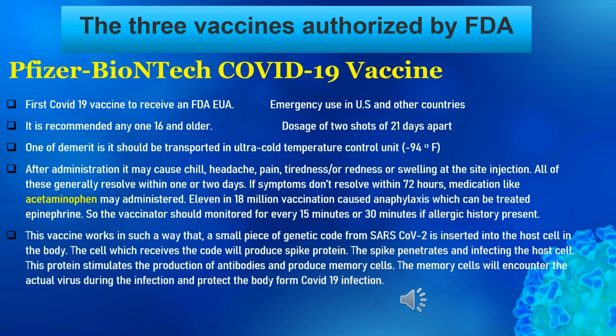This vaccine works in such a way that a small piece of genetic code from SARS-CoV-2 is inserted into the host cell in the body. The cell, which receives the code, will produce spike protein. The spike penetrates and infects the host cell. This protein stimulates the production of antibodies and produces memory cells. The memory cells will encounter the actual virus during infection and protect the body from COVID-19 infection. It is 95 to 100% effective in preventing severe disease.